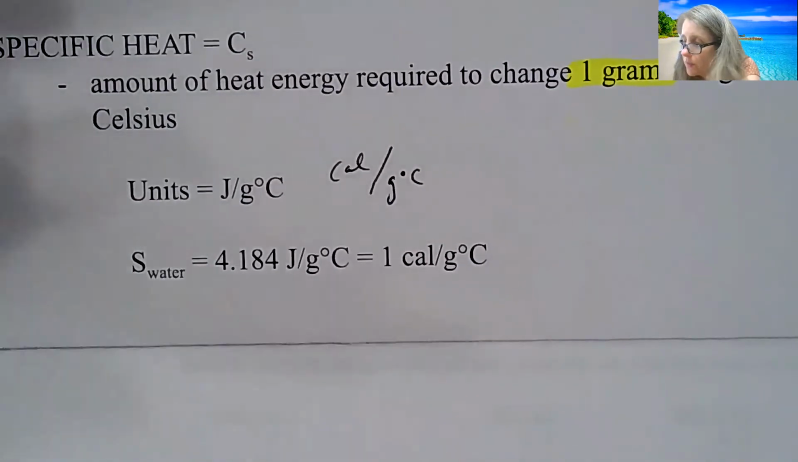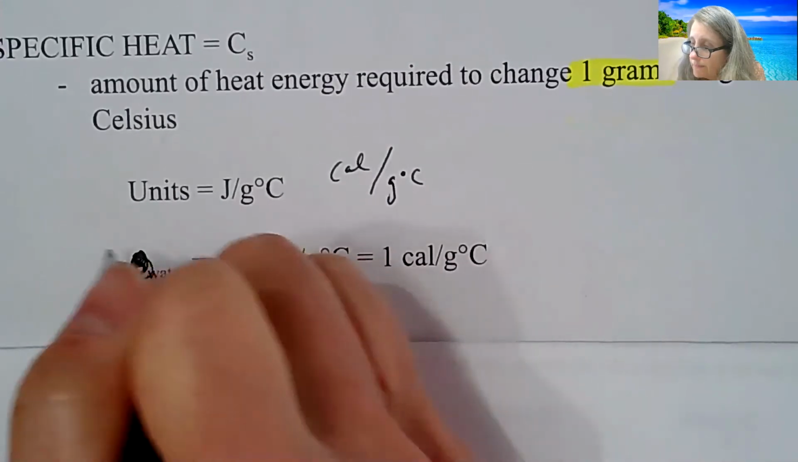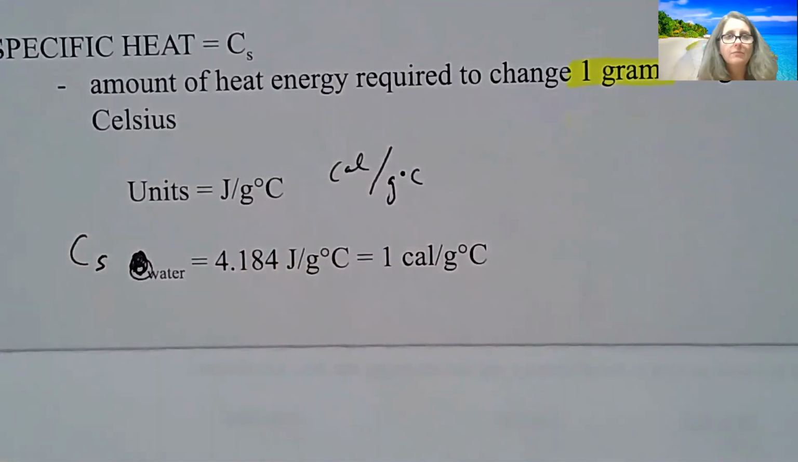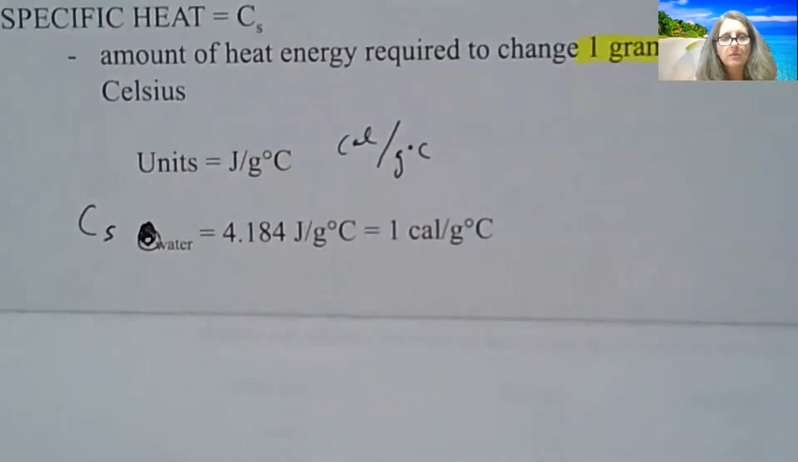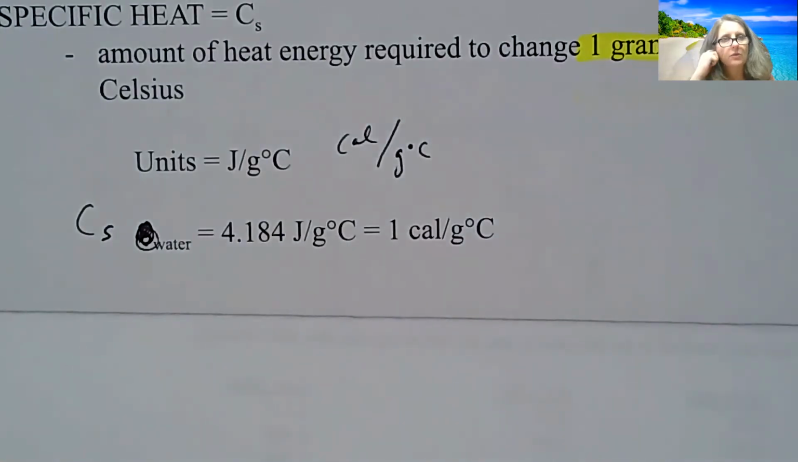So for water, okay, it should be Cs. Some books use S, so that's why you will sometimes see that in my notes, but your book uses Cs. The specific heat of water is a very famous number, 4.18, 4.184 joules per gram degree Celsius, or 1 calorie per gram degree Celsius.